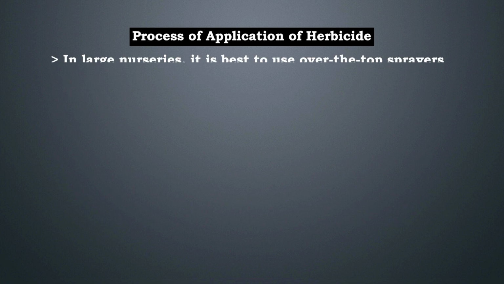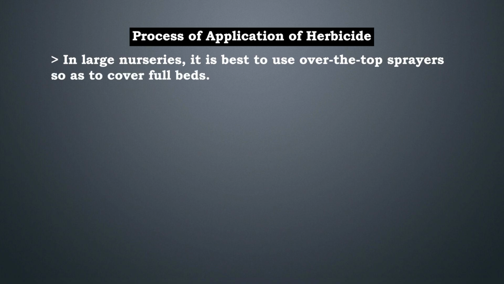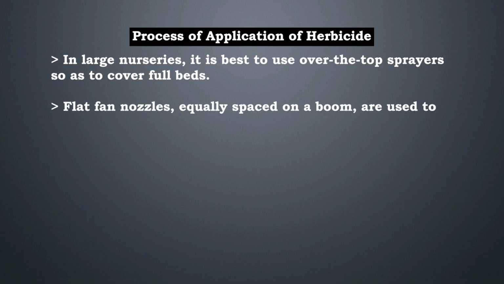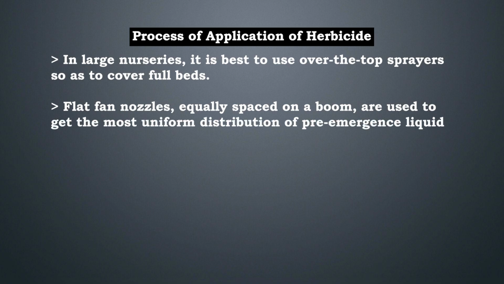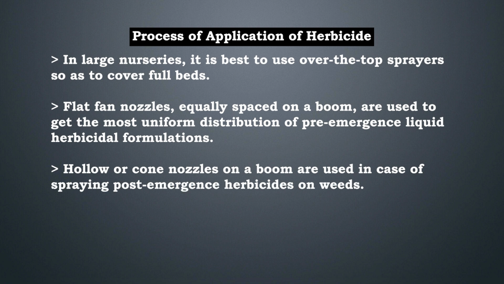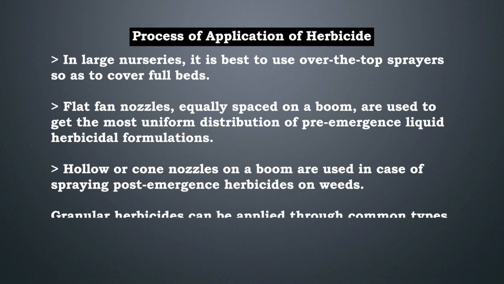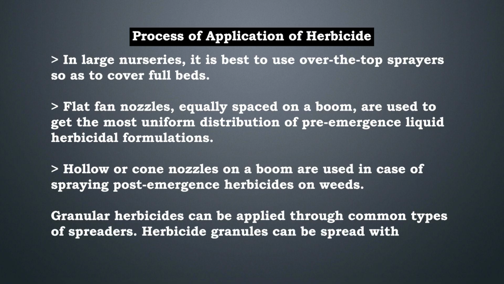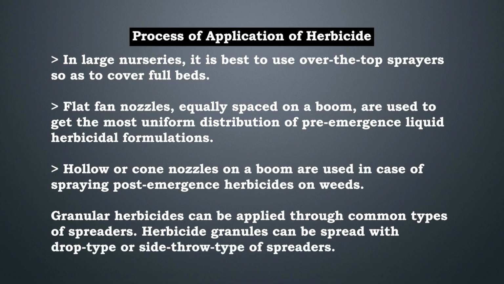In large nurseries, it is best to use over-the-top sprayers so as to cover full beds. Flat fan nozzles equally spaced on a boom are used to get the most uniform distribution of pre-emergence liquid herbicidal formulations. Hollow or cone nozzles on a boom are used in case of spraying post-emergence herbicides on weeds. Granular herbicides can be applied through common type of spreaders. Herbicide granules can be sprayed with drop type or side throw type of spreaders.